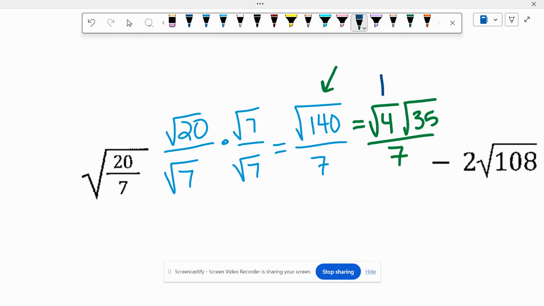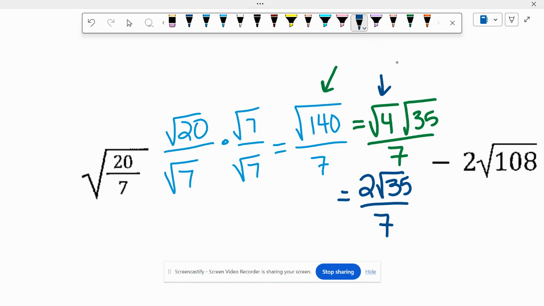So what is the square root of 4? 2. So I have 2 times the square root of 35 over 7. 2 times the square root of 35 over 7.